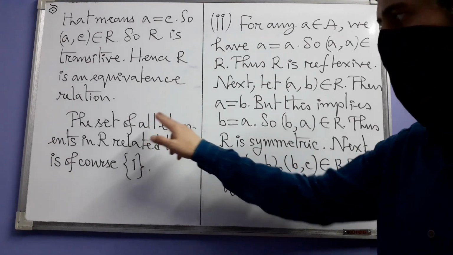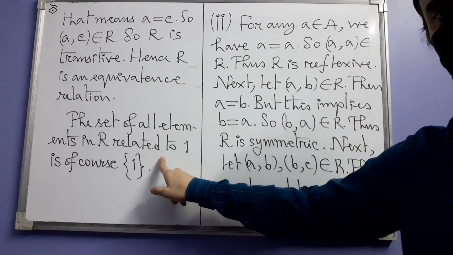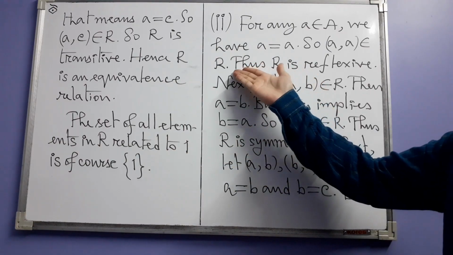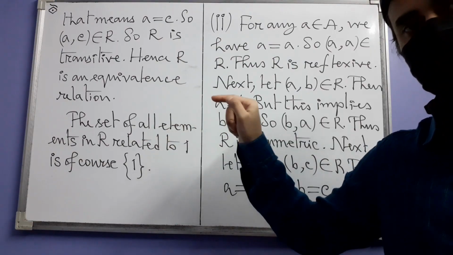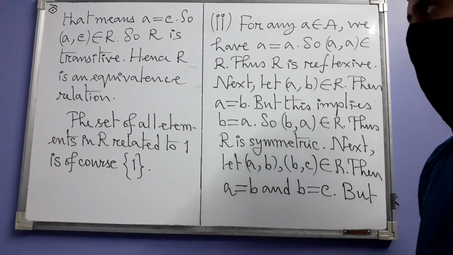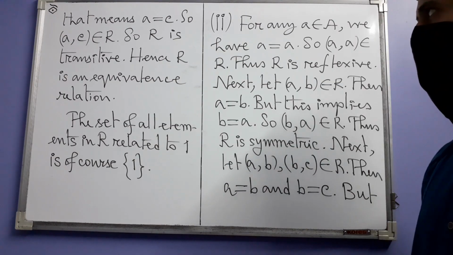But anyway, next we come to the set of those elements in A which are related to 1. Looking at the definition of R, in this case, that set of course consists of just 1, nothing else. Let us see the next exercise next.